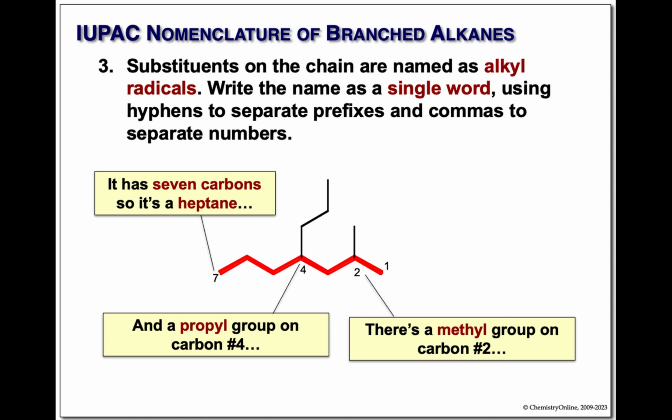Now, we want to string these together alphabetically. Methyl comes first. It's on carbon 2, so we will write 2-methyl. Okay? Propyl comes next. We will write 4-propyl. Again, separating them by another dash. And finally, the parent here is a heptane. No dash, just heptane. 2-methyl-4-propyl heptane.